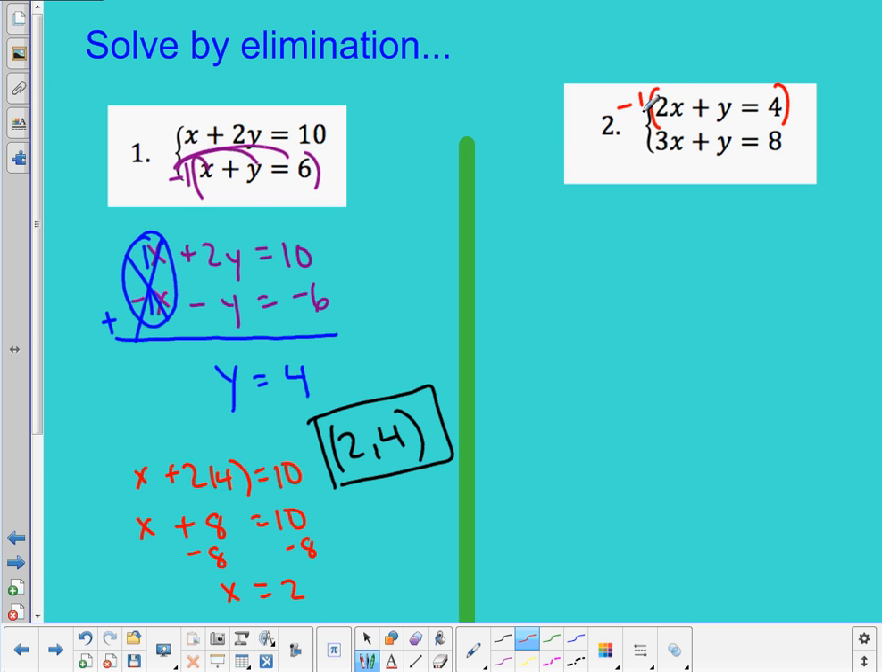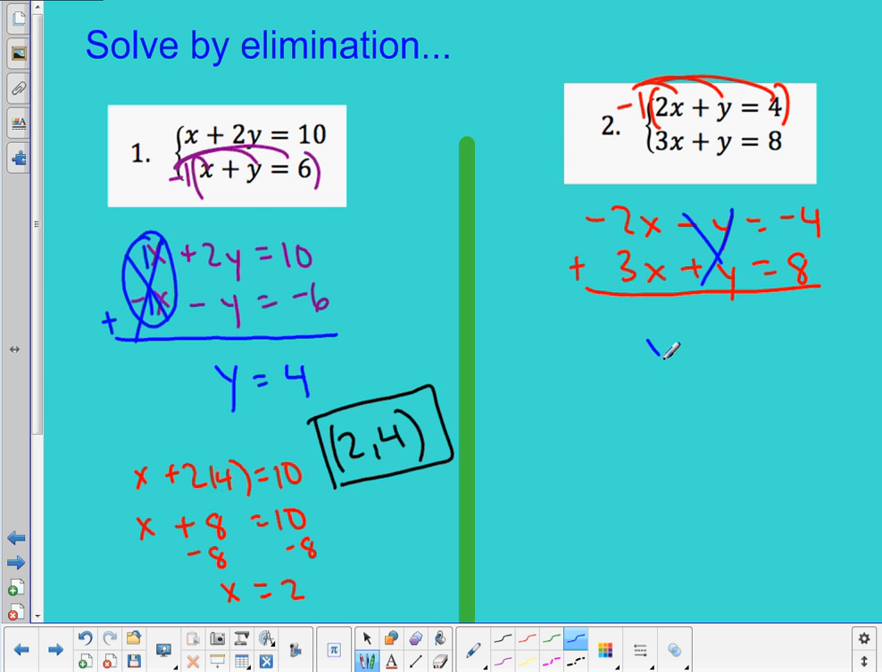It doesn't matter which one I pick here because I just need one of the y's to change to negative. So I fix that. That's -2x minus y is equal to -4. The bottom equation I'm going to keep the same. 3x plus y equals 8. Then add them up because now my x terms go away.